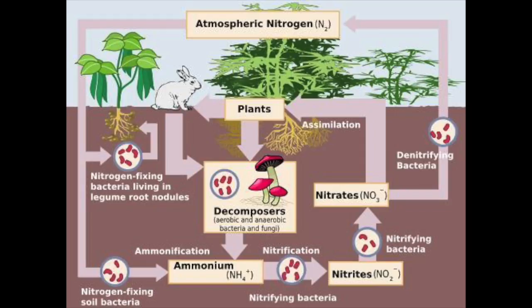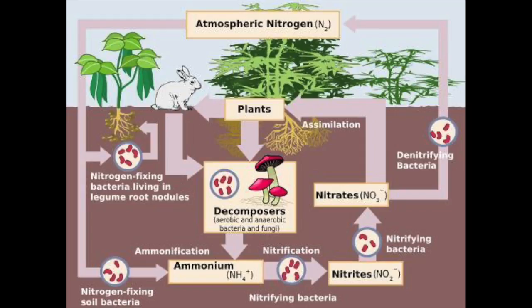The next step is assimilation. Here, plants get nitrogen. The absorption of nitrogen is present. It's absorbed from the soil into the roots. Then, the nitrogen gets used in amino acids, nucleic acids, and chlorophyll.